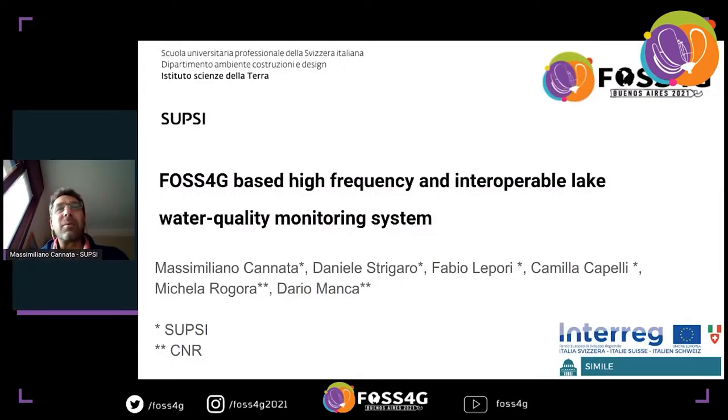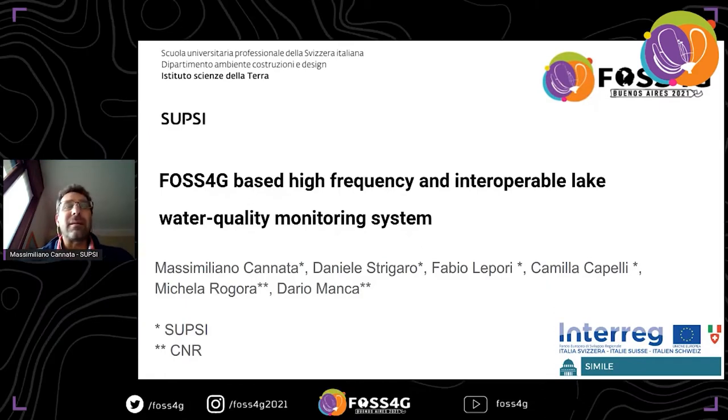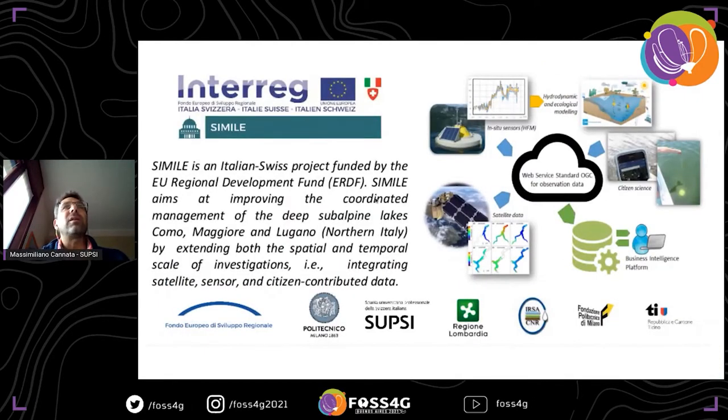And I'm going to describe a project that we are running that is related to the high frequency monitoring of water quality parameters of a lake. And this is an Interreg project. It means that it is a project between Italy and Switzerland.